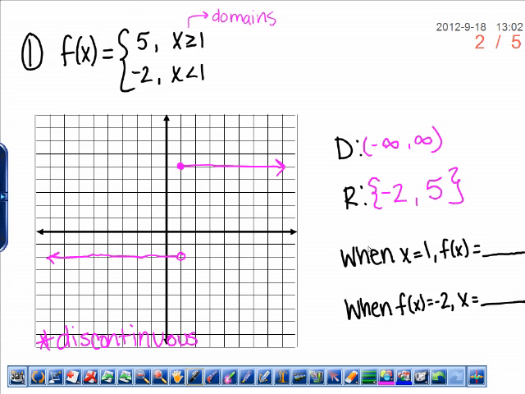Okay. When x equals 1, what is f of x? 5. When f of x equals negative 2, what is x? Everything less than 1. F of x equals negative 2 for this whole part of the graph, right? Because f of x is my y, so y equals negative 2 happens for this whole part of my graph. These all have y values of negative 2. So it's for everything from negative infinity to 1. Okay? All right.